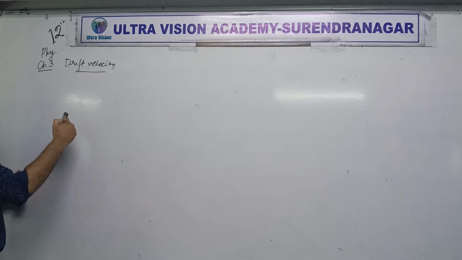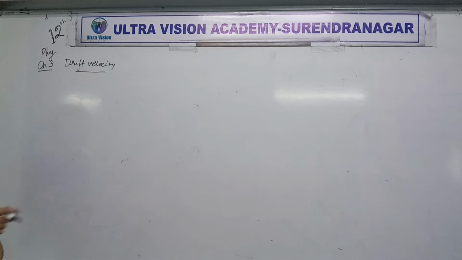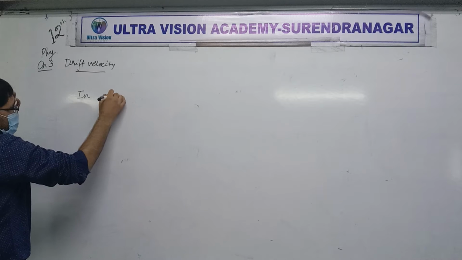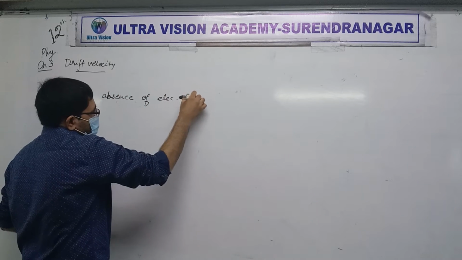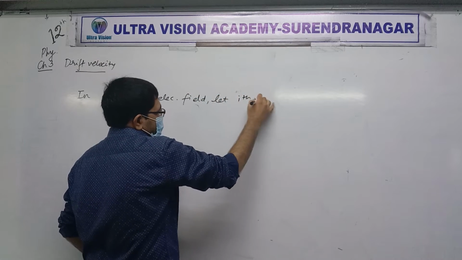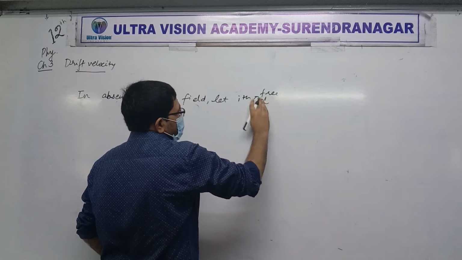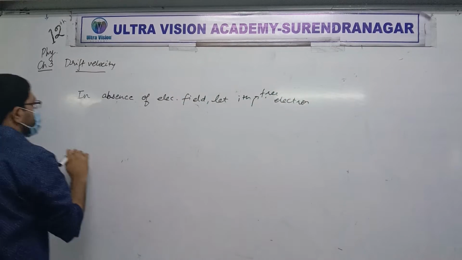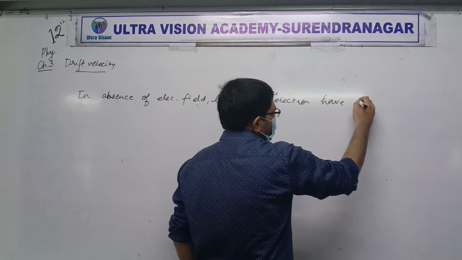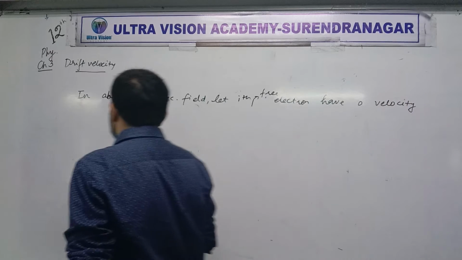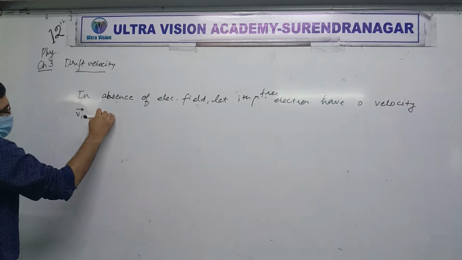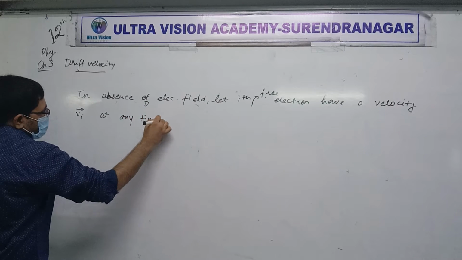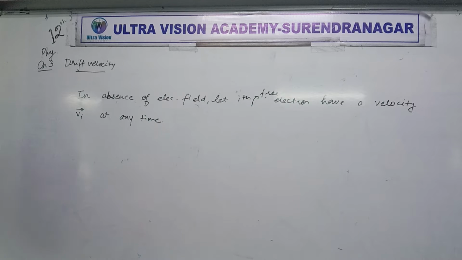So, first of all, we'll talk about what happens without an electric field, right? So, let's say in the absence of an electric field, let the ith free electron have a velocity vi vector at any time. There are so many free electrons, correct? But let's say this is the ith electron. It has the velocity vi vector at any particular time.